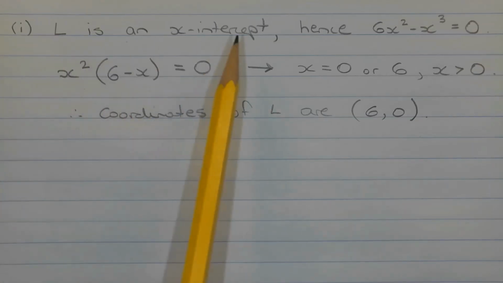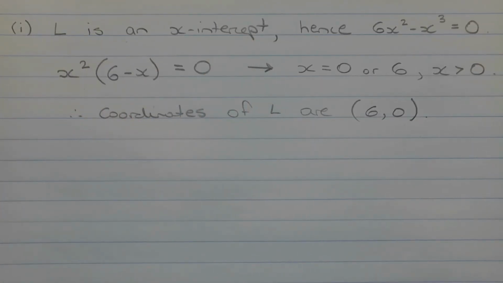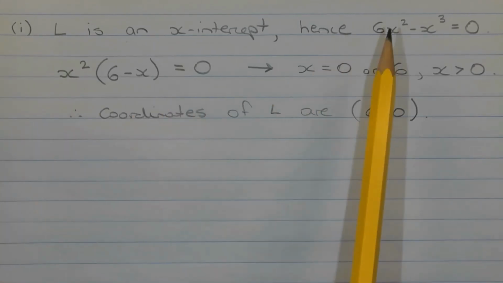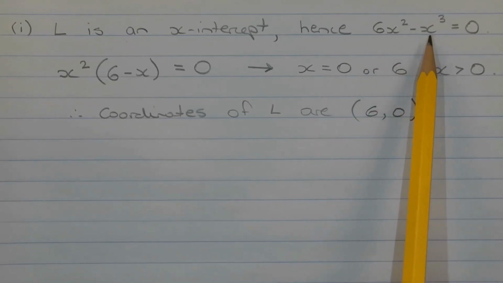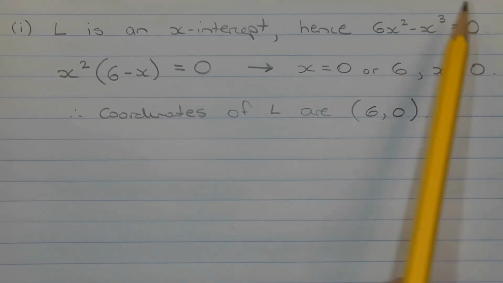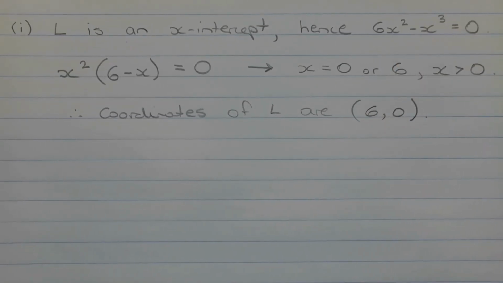The point L is an x-intercept, so that's a point where the graph crosses the x-axis. This implies that the y-coordinate of point L is 0. Hence, 6x squared minus x cubed equals 0 at point L. So we need to solve this equation for x. Also note that point L is to the right of the origin, so x must be greater than 0.